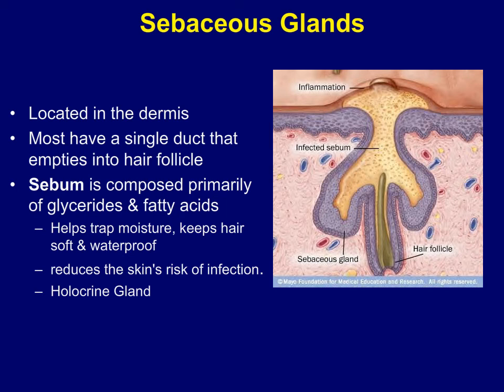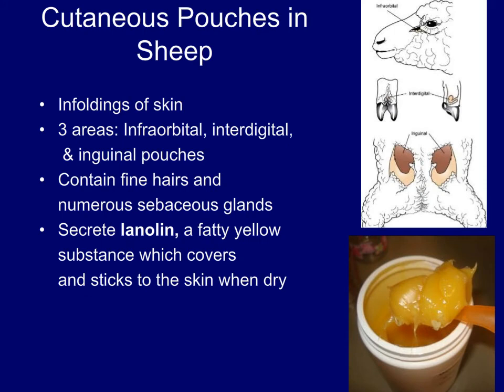Now in sheep, we find these sebaceous glands located in particular within these cutaneous pouches. These pouches are special infoldings of the skin that are found in the infraorbital region, the interdigital region, that is in between the toes, and also in the inguinal region, that is towards the groin. Now these areas contain fine hairs and very numerous sebaceous glands. Just like other sebaceous glands, these glands secrete sebum, but this sebum eventually becomes something called lanolin.